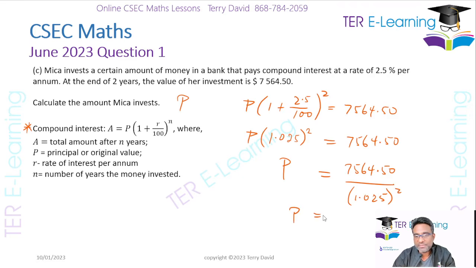So this is going to be 7564.50 divided by 1.025 squared, and that's going to give me 7,200. So this is the amount of money that she actually invested, 7,200, right? So that takes care of question 1.